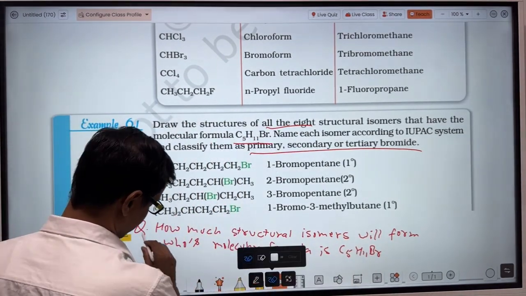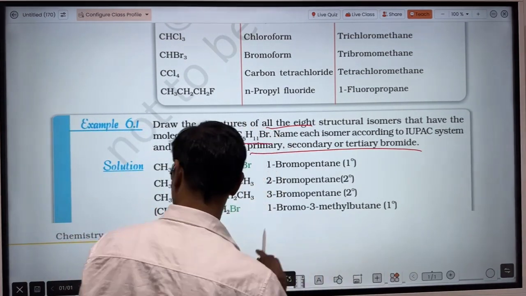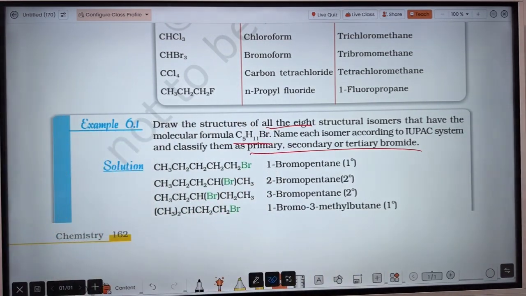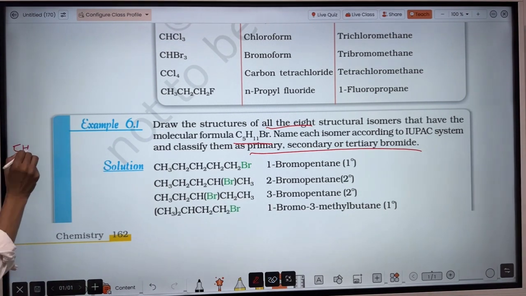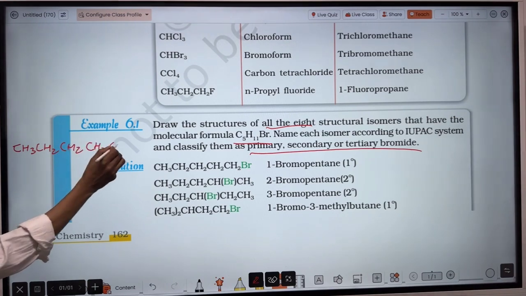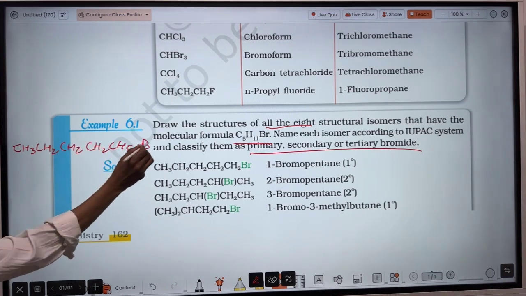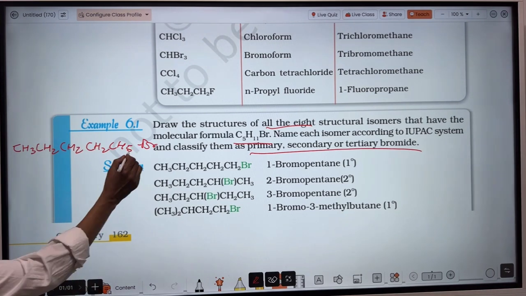So the question will be in that form. Let's see here. First isomer: 5 carbons, so this one. It is the first compound, so 1-bromopentane.